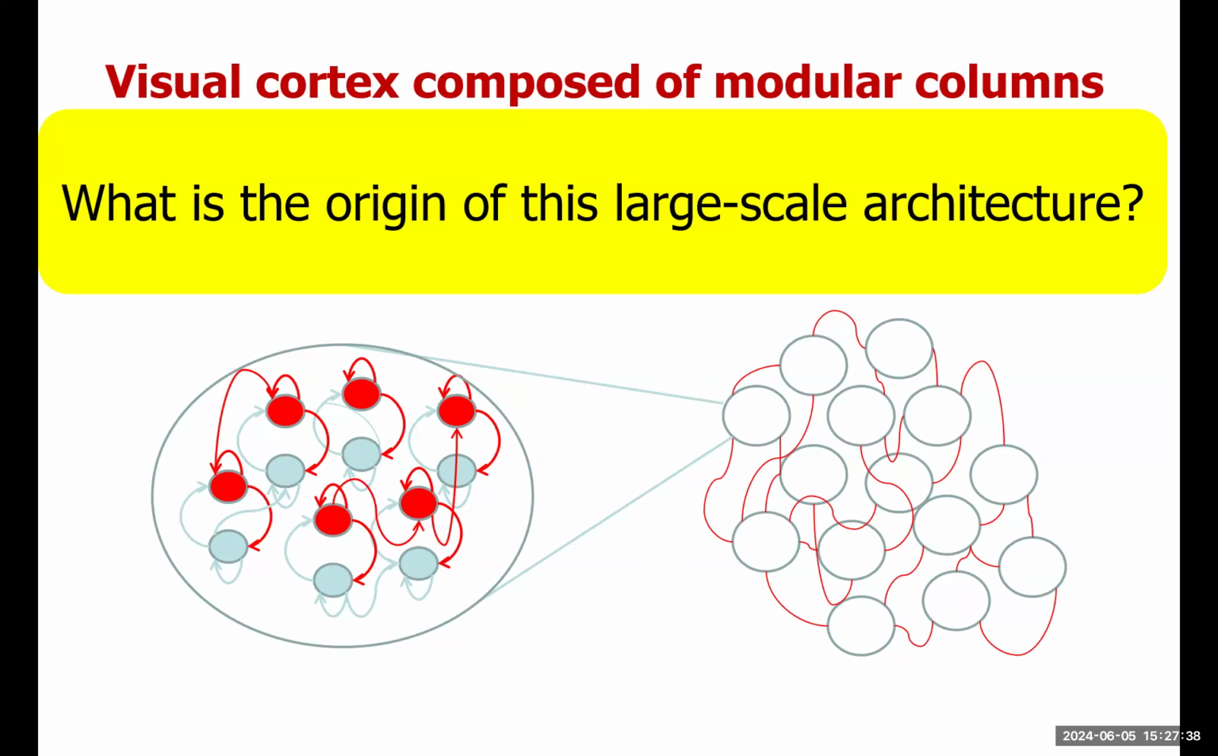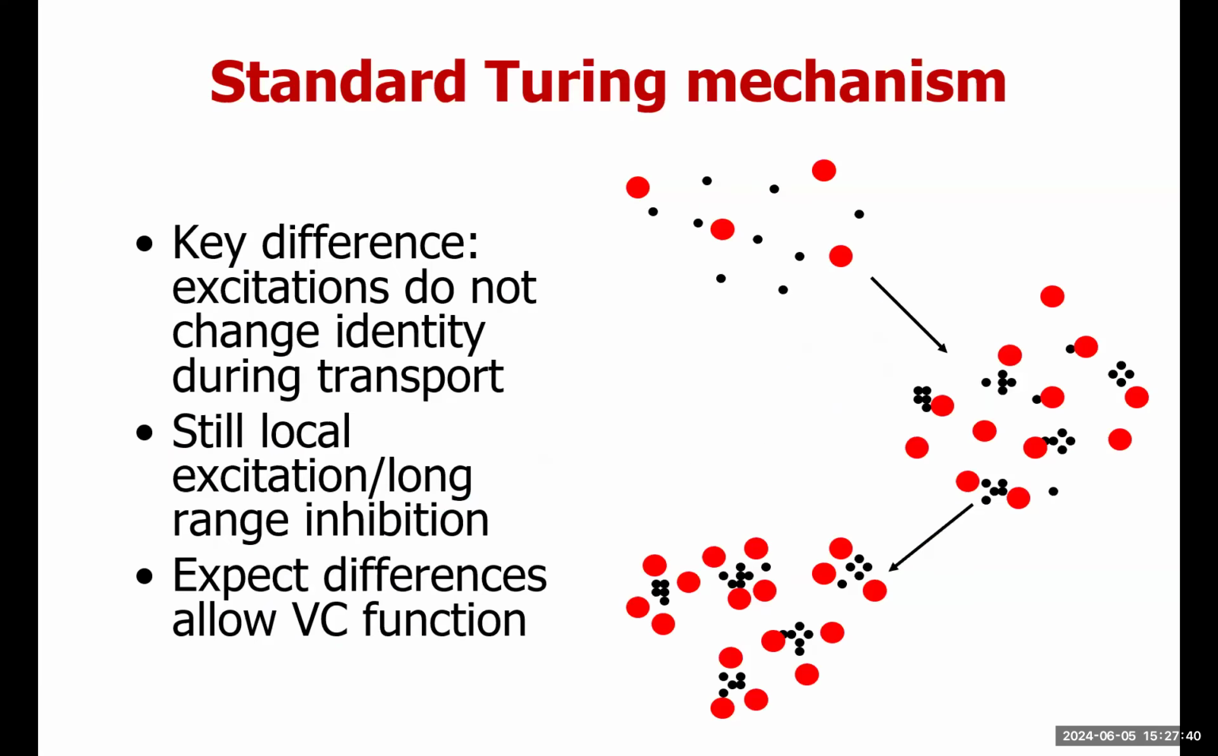So now let's see what is the origin of it. So remember what we talked about. This was the Turing mechanism. So it's basically like a predator-prey. The excitations don't change identity during transport. So anyway, you have this kind of analogy that you can expect in the visual cortex.